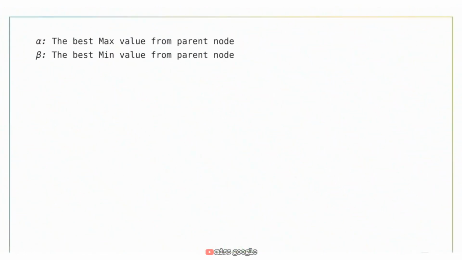So formally, alpha is the best max value reported by the parent node. Initializing it in -infinity means that the first value we consider will be the best so far. Conversely, beta is the best min value reported by the parent node. This is initialized at +infinity for the same reason. Now, here's the alpha-beta version of max value.